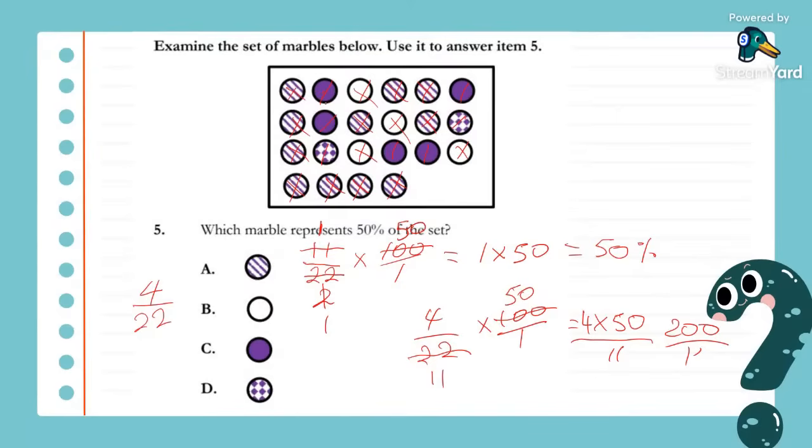What about the purple? 1, 2, 3, 4, 5. The purple would be 5 of 22. Multiply by 100. 2 into 22, 11. 2 into 100, 50. So 5 times 50 divided by 11 would not be 50%. And as you can see here, it is way less than half the amount. And if you check this checkered one, 1, 2. Well, 2 out of 22 times 100 would not give us 50%.